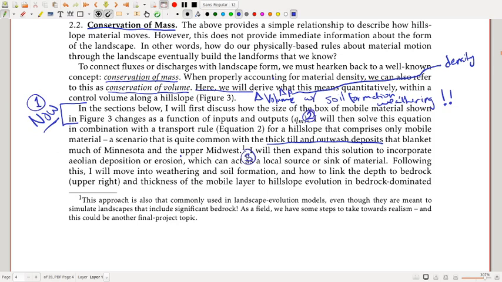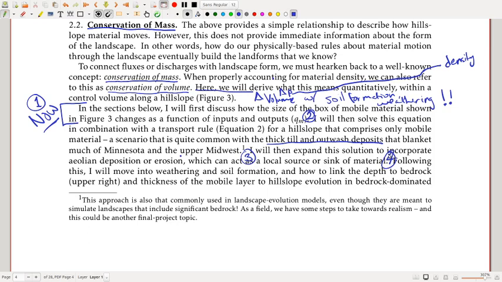Number 3 is expanding this to incorporate aeolian deposition or erosion, which can act as a local source or sink of material. So you can imagine we talked about deflation earlier and about removing material from aeolian processes. And we can also add materials to have things like sand deposition or loess deposition, which is silt. After that, we're going to talk about weathering and soil formation. So yes, what we learned about earlier in soils is going to come back here.